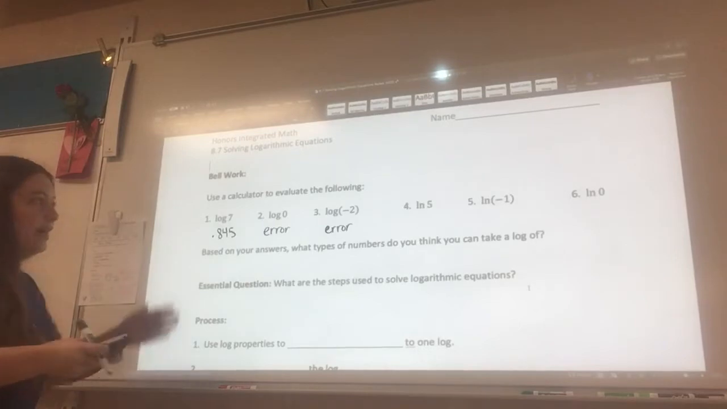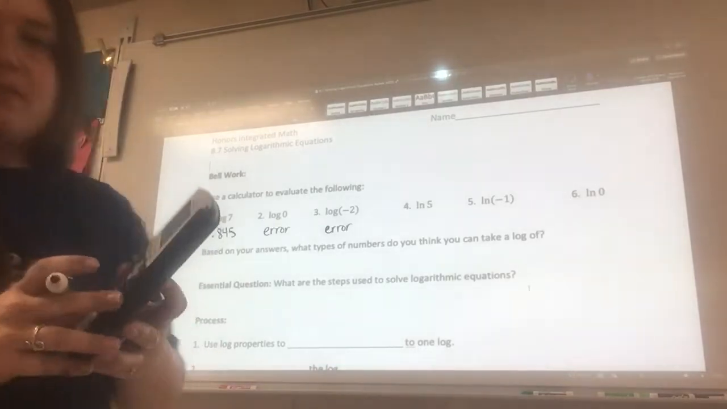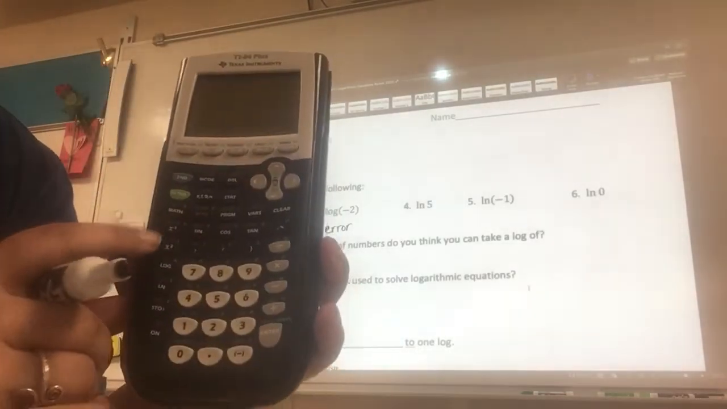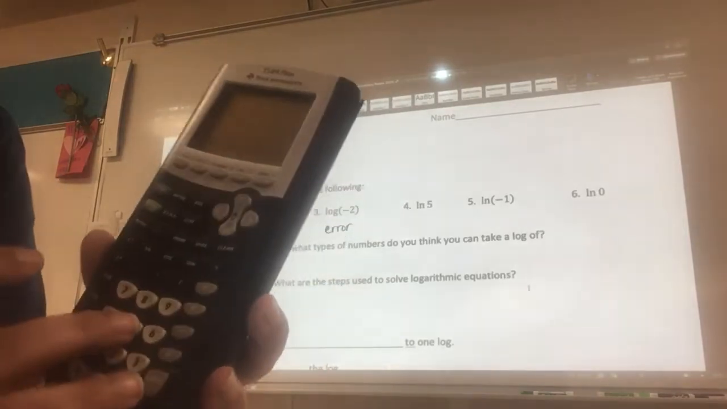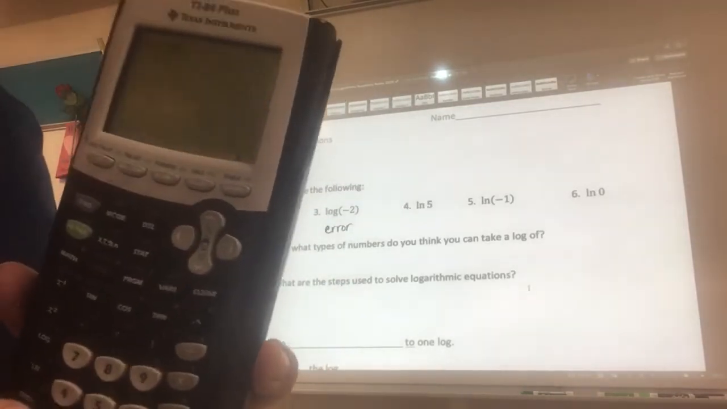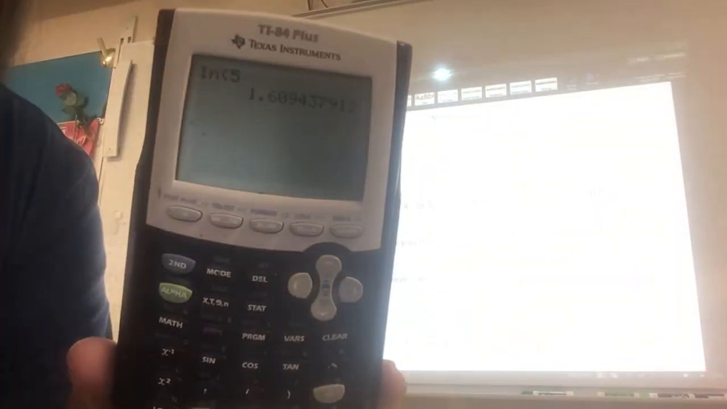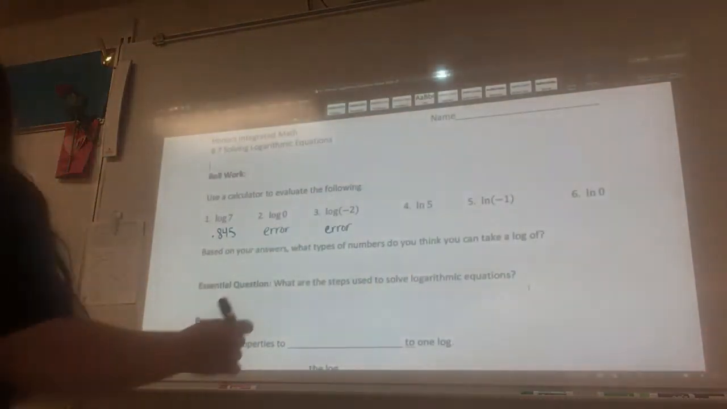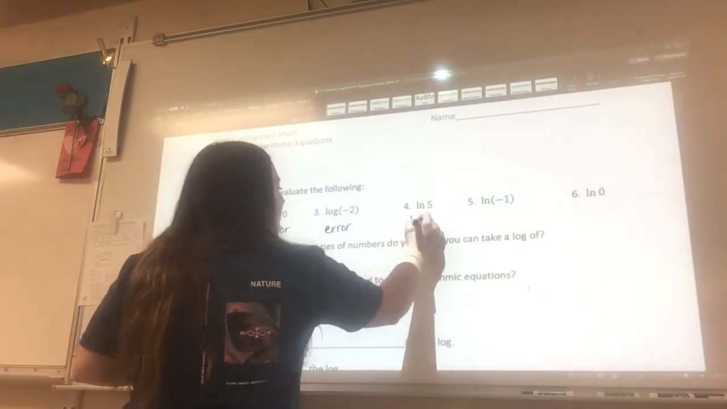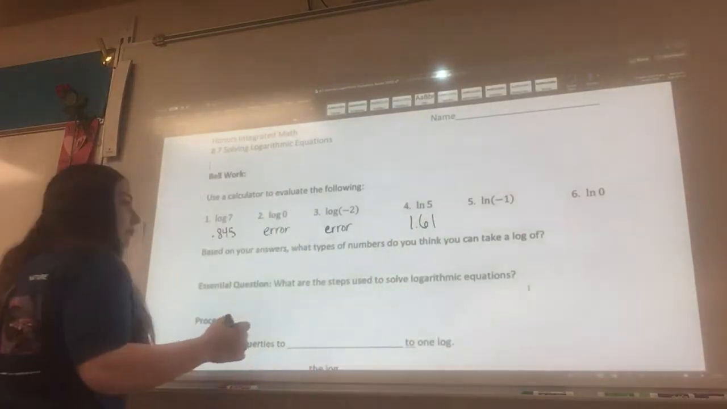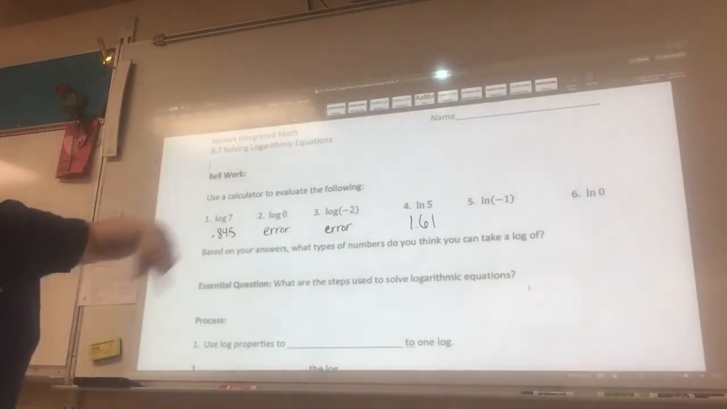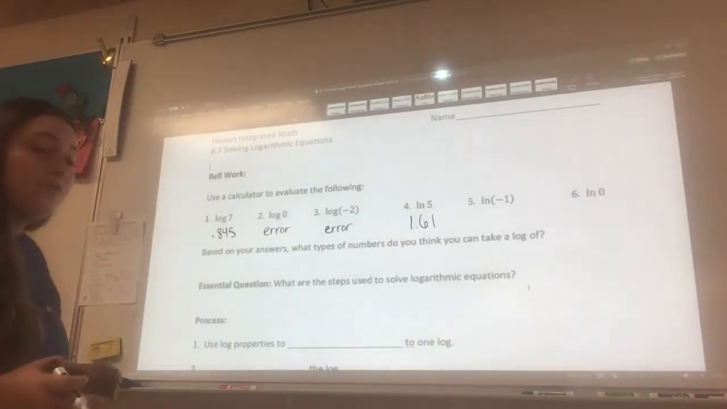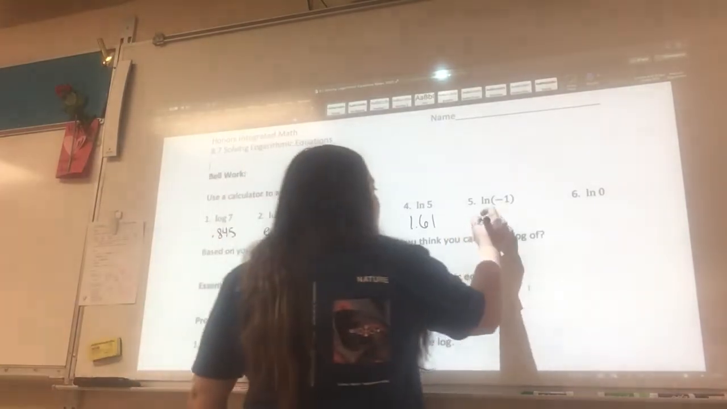Again, now we're moving on to ln. ln is right below that log button, right here. When you plug in ln, and then you plug in 5, you press enter, and you're going to see that it is 1.609. So again, we're getting an answer. That's awesome. I'm going to put 1.61. As you continue, as you plug in -1 and 0, you're going to hopefully get error. So there might be something happening here.